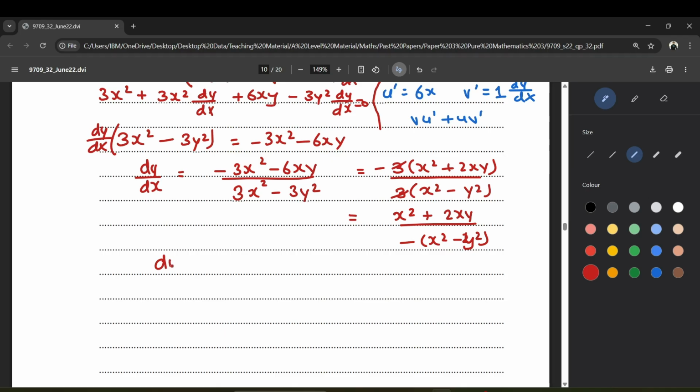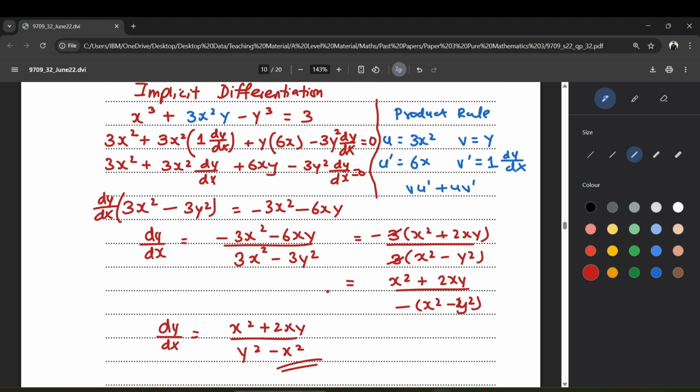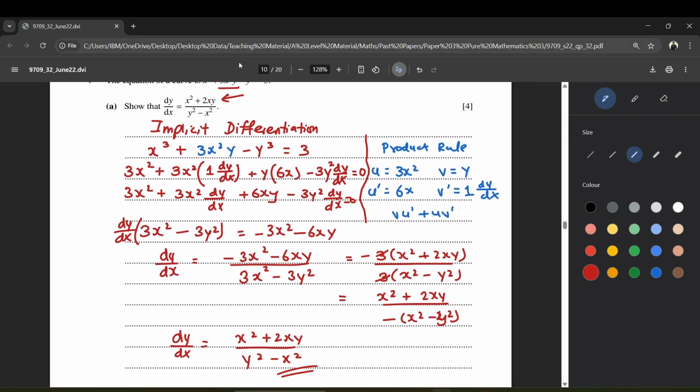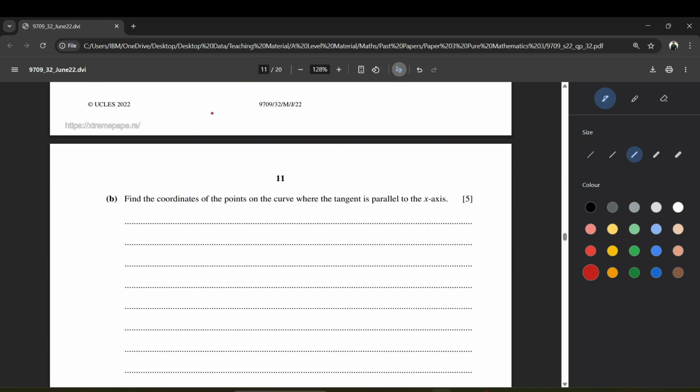So that will give me dy/dx equals x squared plus 2xy. Now over here, this becomes minus x squared and this becomes plus y squared. So I can rearrange it and write y squared minus x squared. And this is the required form that we have achieved, right? All right, so let's move to the next part.